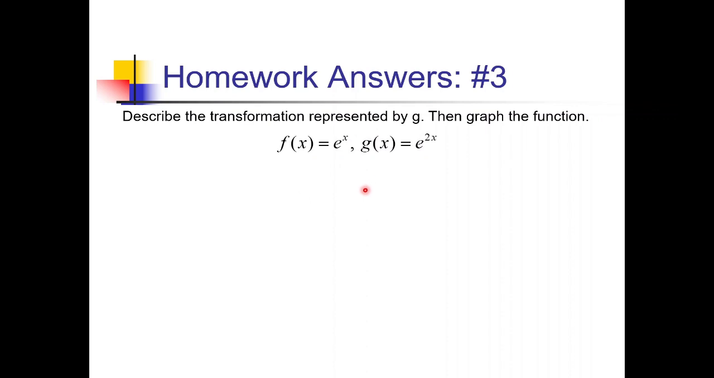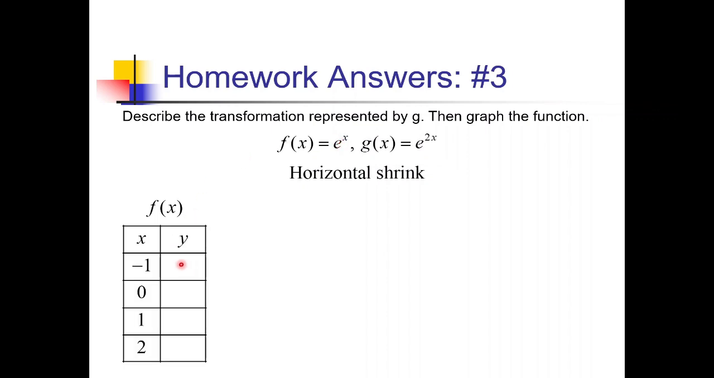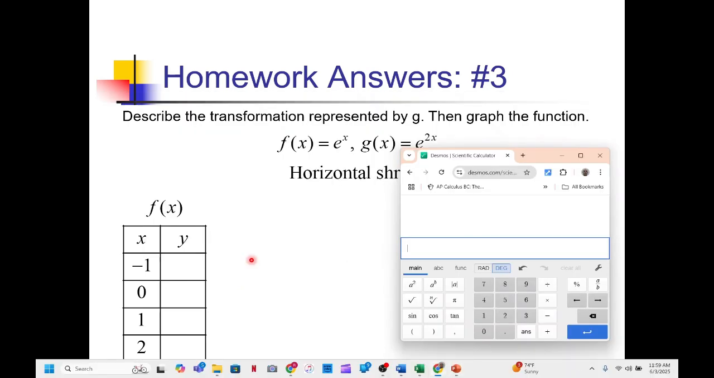On this problem, we're transforming the e to the x function as indicated by the g function. In terms of what's happening, we're multiplying by 2 inside the function, so that's going to be a horizontal shrink. It's opposite of what it looks like. Let's do our parent function now for e to the x. And since that is exponential growth, since e is about 2.7, it's bigger than 1, that means we're going to be going from -1 to 2 for the x values. So let me just plug all those into Desmos, or at least a few of them.